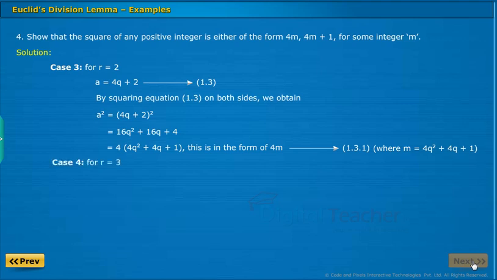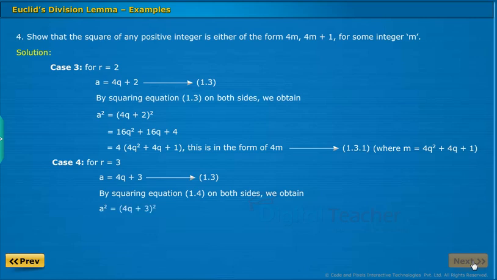Case 4. For r equal to 3, a is equal to 4q plus 3. By squaring equation 1.4 on both sides, we obtain a square is equal to 4q plus 3 whole square, which is in turn equal to 16q square plus 24q plus 9, which is equal to 4 into 4q square plus 6q plus 2 plus 1. This is in the form of 4m plus 1. Let it be represented as 1.4.1.